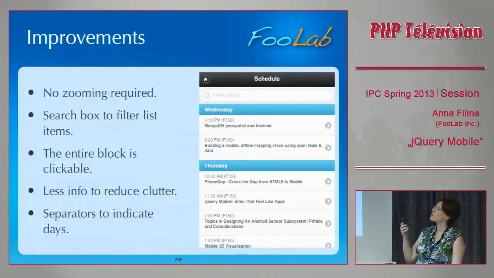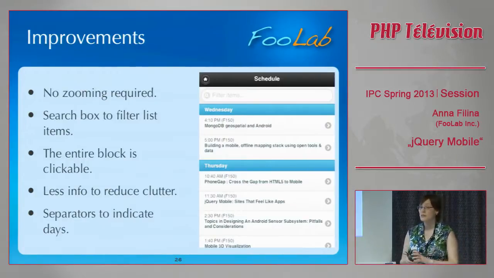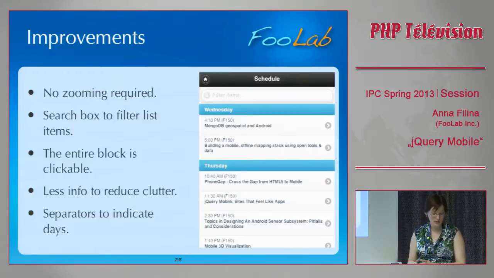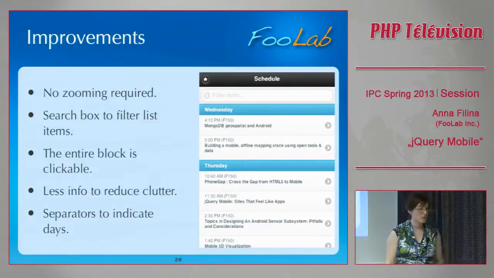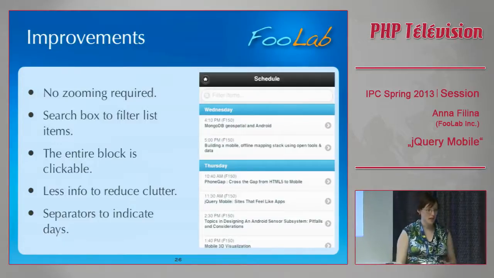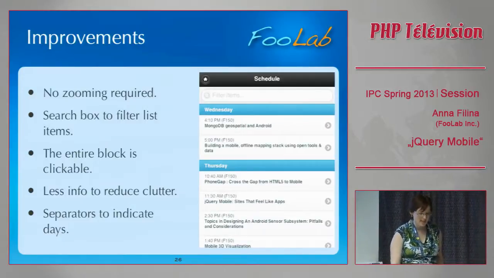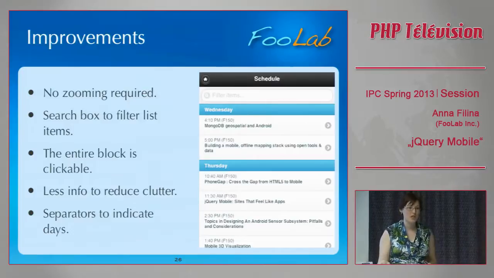There is a search box just below schedule and on top of Wednesday. You see filter items. If you click there, you can start typing, and it's going to dynamically filter out the list, and you will only see the relevant elements as you type. The entire block becomes clickable because I showed you the list before. The entire block is clickable, and then if you want to get more information about the speaker, you're going to have to click from there. But at least there's no competition between the tiny little links over there.